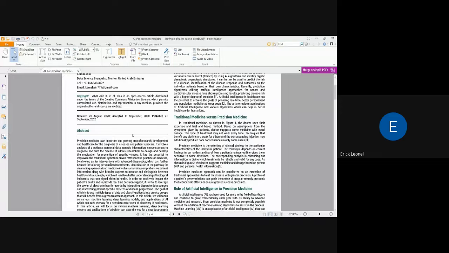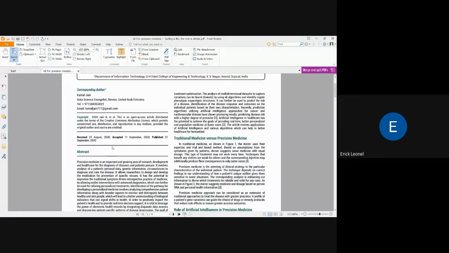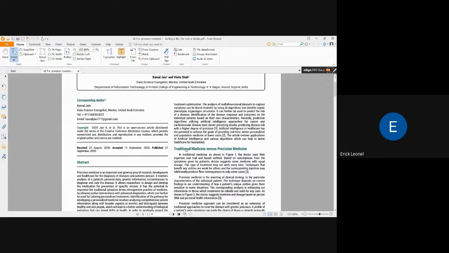In this slide, AI has been successfully able to classify problems using different algorithms and solve precision medicine problems. On the other hand, AI in healthcare has the potential to achieve the goals of providing real-time and better personalized and population medicine at lower cost. Now we're going to talk about traditional medicine versus precision medicine.